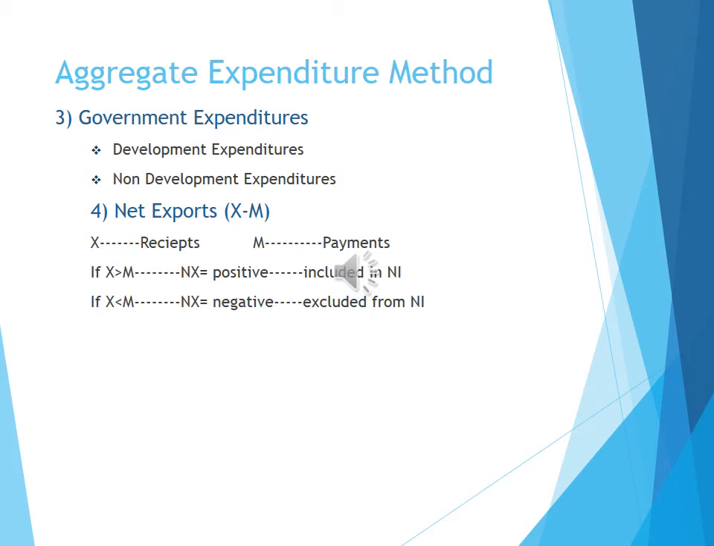Today the expenditures on education and health are considered development expenditures, not non-development expenditures, because the expenditures on education and health are considered investment in human beings. So the expenditures made by the public sector are also included in the aggregate expenditures. The fourth component is net export.